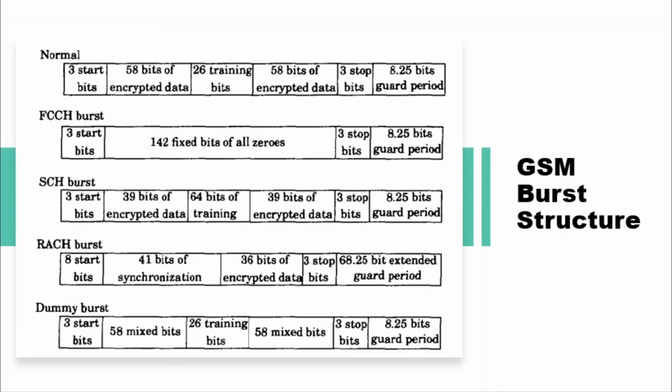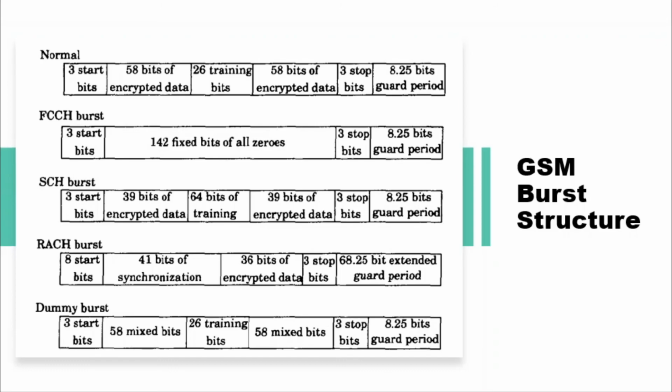Normal burst carries traffic channels and all types of control channels. Frequency correction burst carries FCCH downlink to correct the frequency of the mobile station local oscillator, effectively locking it to that of the BTS. Synchronization burst is so called because its function is to carry SCH downlink, synchronizing the time of the MS to that of the BTS.